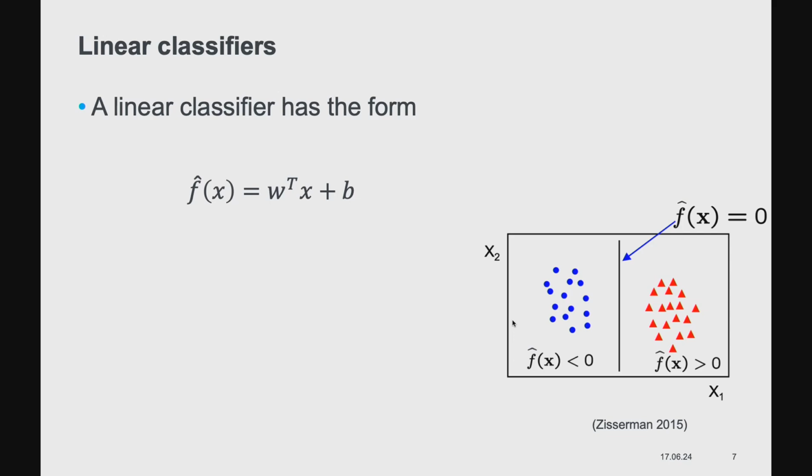So we can now write, if we have such a linear separability, with the prediction for the blue class being below 0 and the prediction for the red class being above 0, we can then describe this function by a very simple linear function, namely W transpose x plus b, where W and x are vectors and b is a scalar.